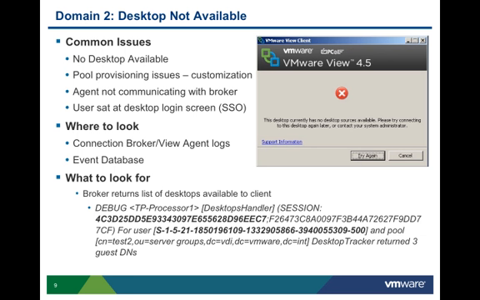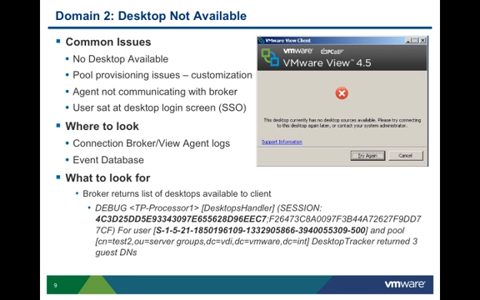Again, one of the easiest areas to check for one of these specific issues is the connection broker and view agent logs. And of course, the specific and important logs will also be registered in the event database. The first thing we need to look for in the connection broker logs is that the user has a number of desktops returned to them once they've authenticated to the connection broker.